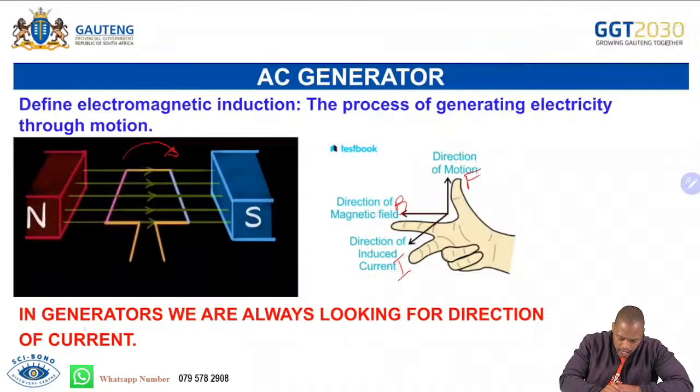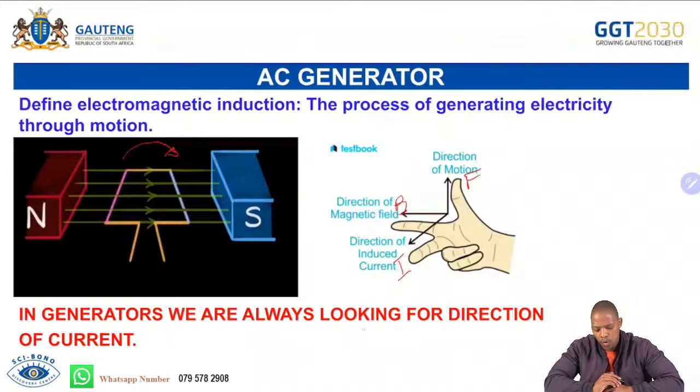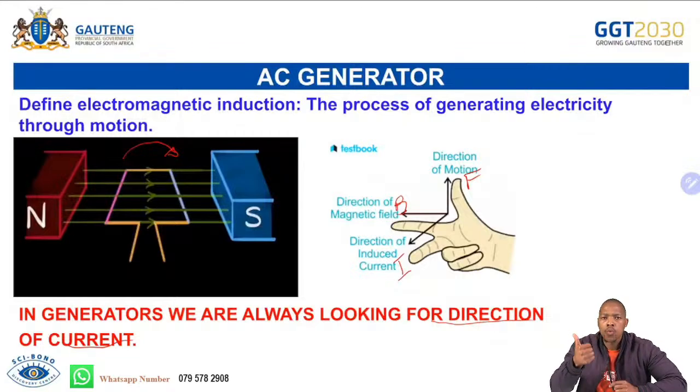As it is said here, in generators, we are always looking for the direction of the current. Nothing else. We'll always know the direction of the motion. We'll always know the direction of the magnetic field. Then we can determine the direction of the current. So let's try and determine the direction of the current in this generator that we have here.